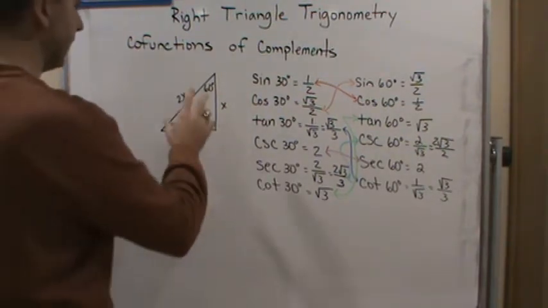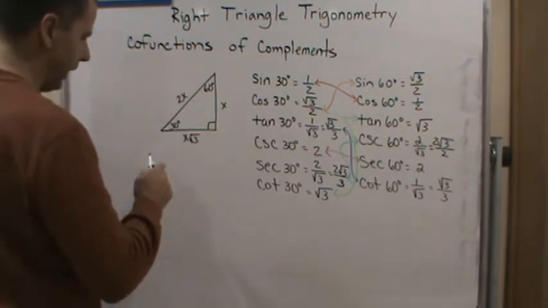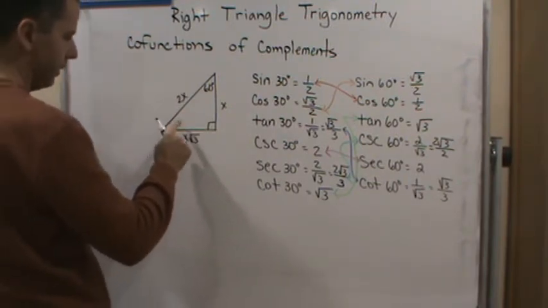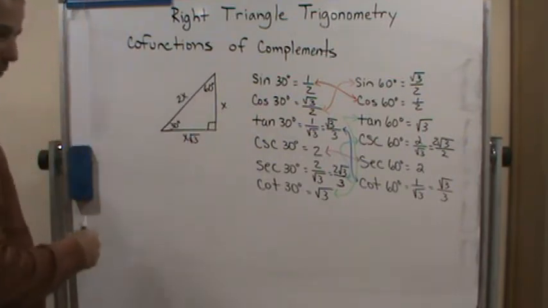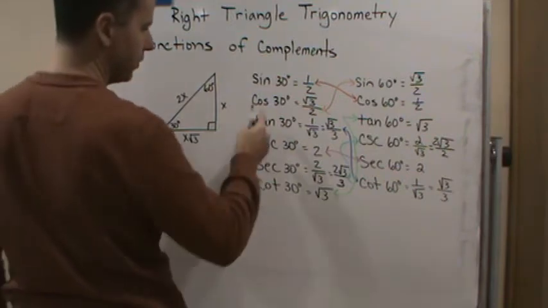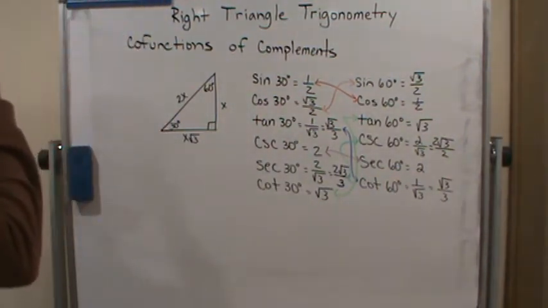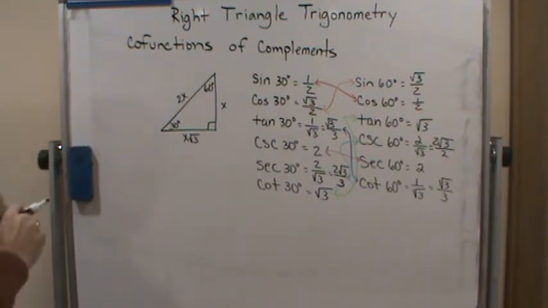So we're looking at complementary angles. Notice that these two angles add up to 90, right? They're complementary. And notice that there's this relationship between cofunctions of complementary angles. So what does this lead us to?